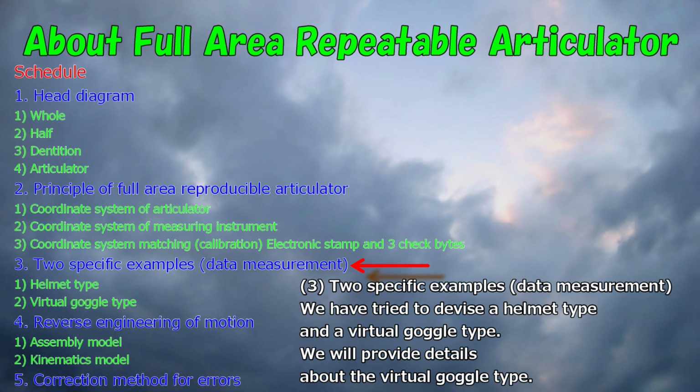3. Two specific examples. Data measurement. We have tried to devise a helmet type and a virtual goggle type. We will provide details about the virtual goggle type.